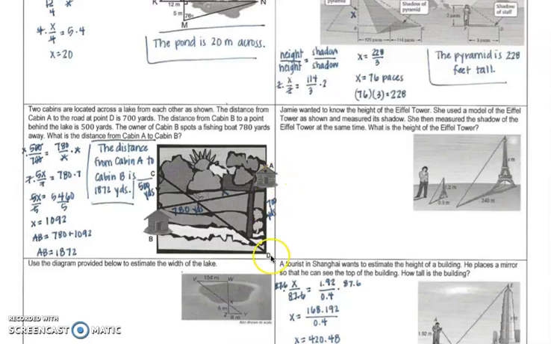From cabin A to the end of the road is 700 yards. And then from cabin B to a point behind the lake is 500 yards. You are then told that somewhere in this lake here is a little fisherman, and he's 780 yards away from cabin B. It's really important that you identify what's being asked. I asked you for the distance from cabin A to cabin B, which means you have to solve for cabin A to the little fisher guy, and then add those values together.